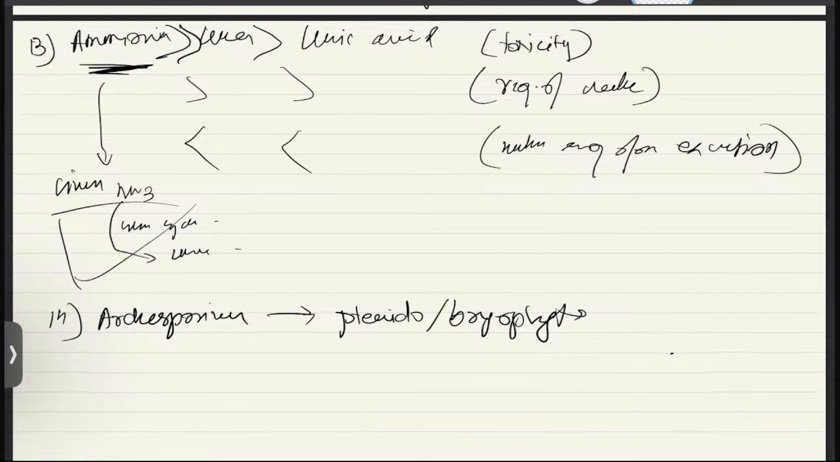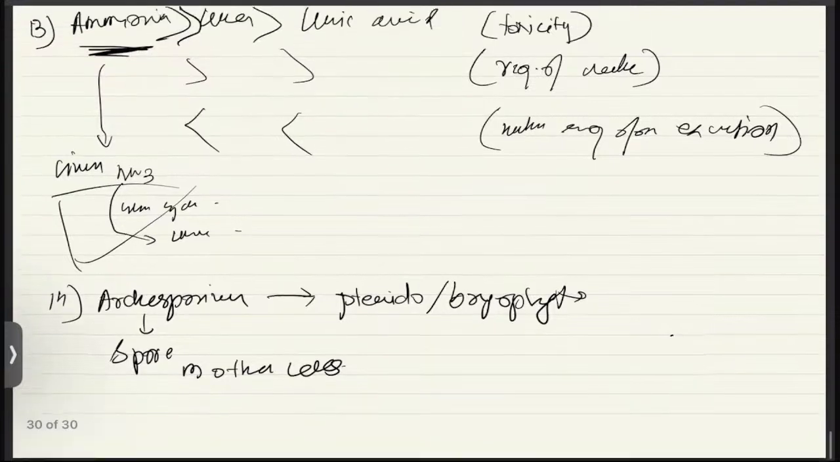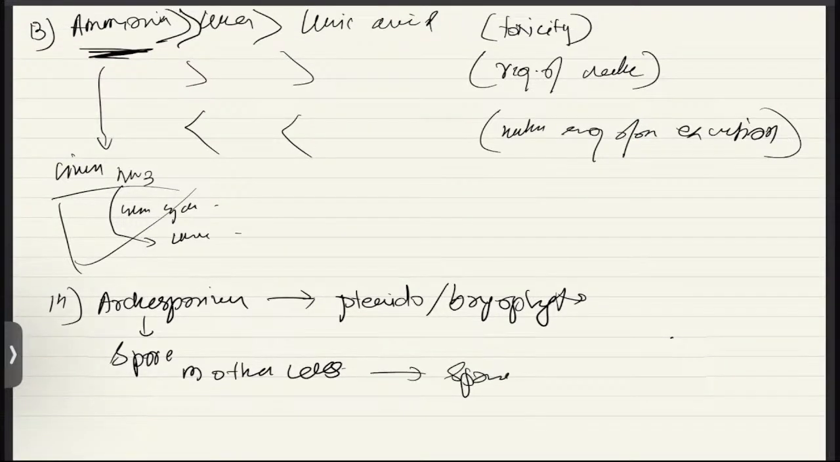What is the function of Archesporium? It will produce your four mother cells. And they will produce spores, microspores.